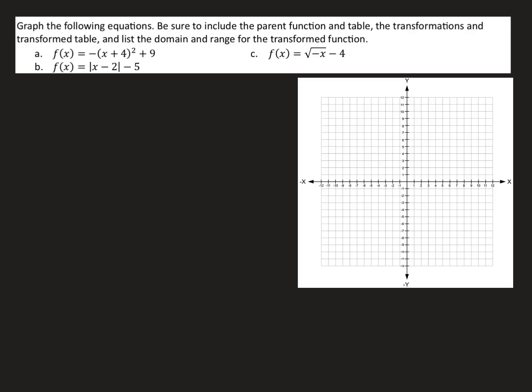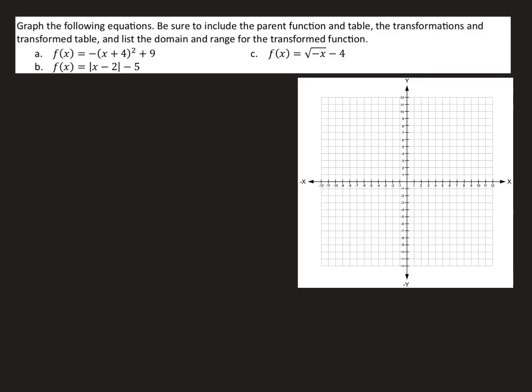On this slide and the next two, I'm going to go over how to graph parent functions of actually named functions within mathematics. Part A will be on this slide, that is representing a quadratic function. Part B on the next slide will be an absolute value function. Part C on the third slide will be the square root function here.